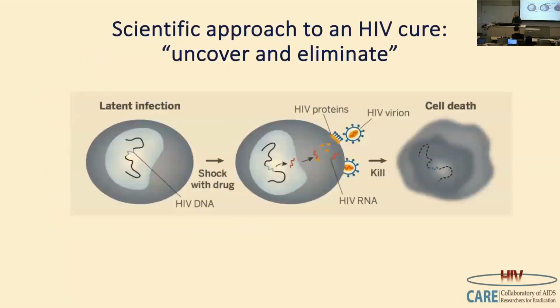One of the strategies is called uncover and eliminate. If we imagine this as a genome, just any cell of ours, the blue part with the white part is the HIV genome. As you see, it's integrated, but the cell doesn't show any signs of being infected. So what we can do is shock the cell with a latency reversing agent, and that forcefully makes the cell start replicating.